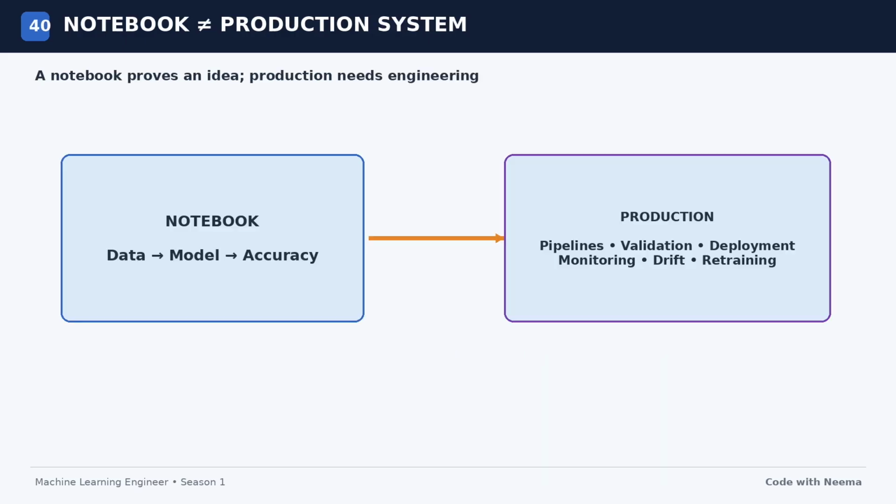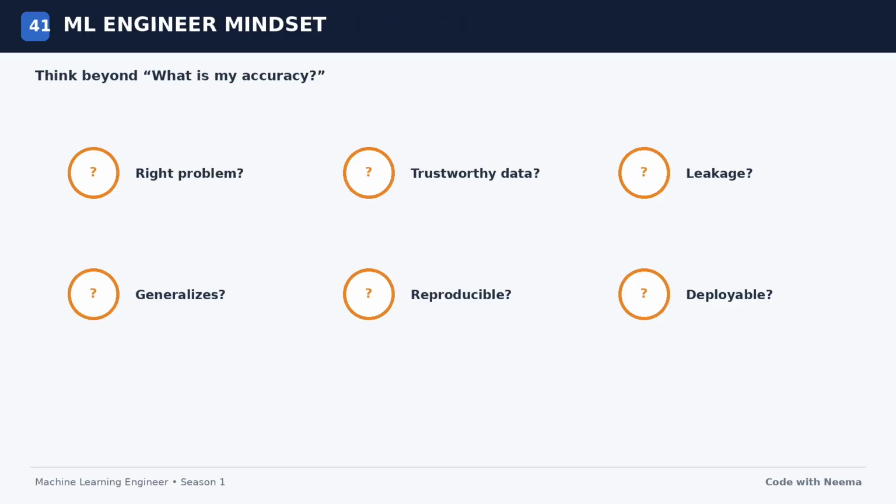A notebook where you train a model successfully is not the same thing as a production ML system. A production system requires data pipelines, validation, versioning, deployment, monitoring, and maintenance. This is the gap that an ML engineer needs to learn how to bridge. This is the mindset I want you to develop throughout this series.